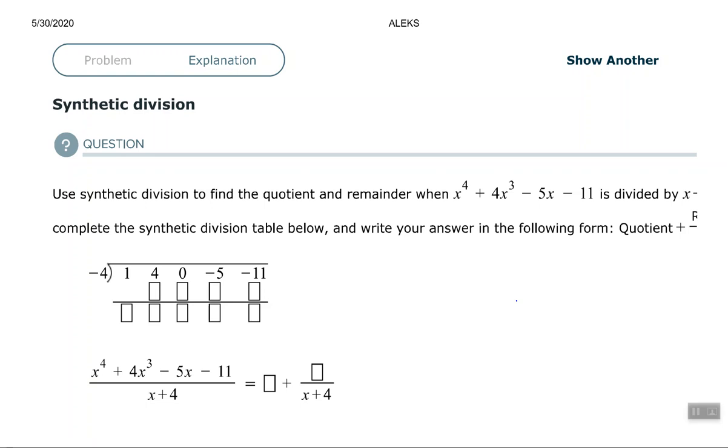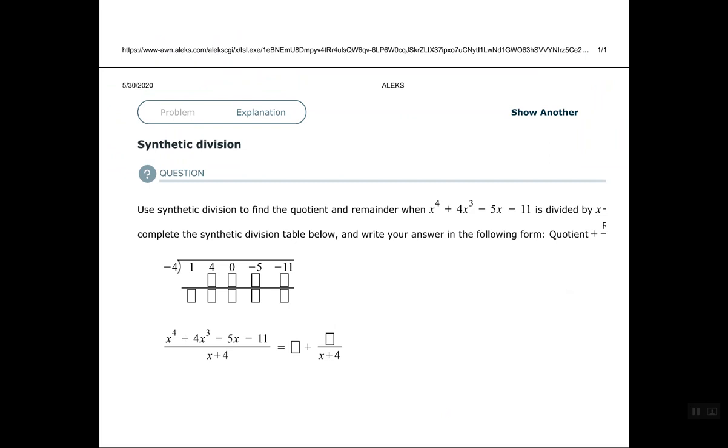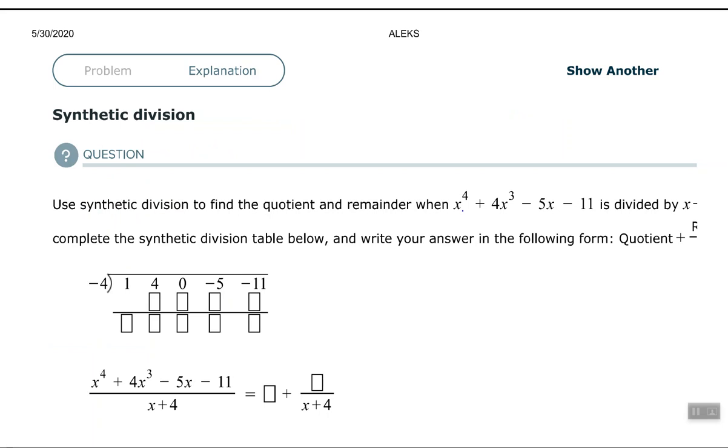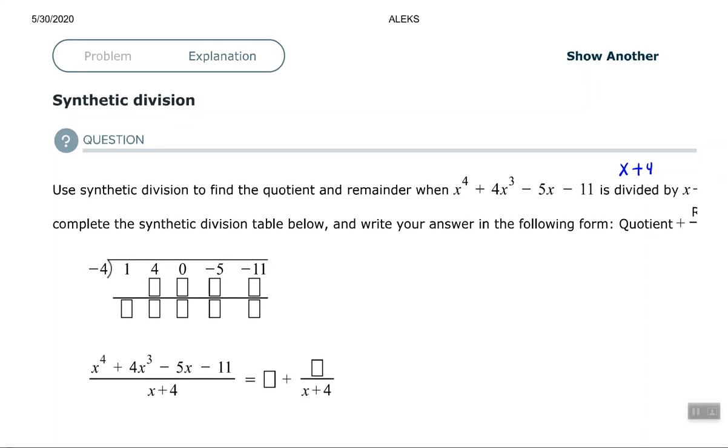Hope all is well. In this video, we are going to look at using synthetic division to find the quotient and remainder when x to the fourth plus 4x to the third minus 5x minus 11 is divided by x plus 4. And it wants us to write our quotient in the form of a fraction.